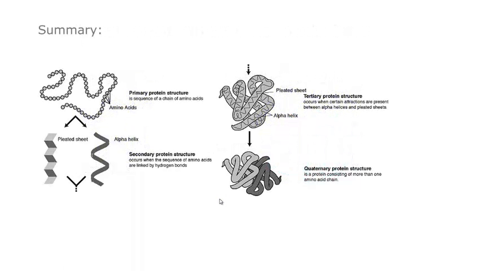So just to summarize, primary structure, sequence of a chain of amino acids. The secondary, you'll see the alpha helix or the pleated sheet. The tertiary, when basically the alpha helixes fold on top of one another. And then finally quaternary, more than one amino acid chain.